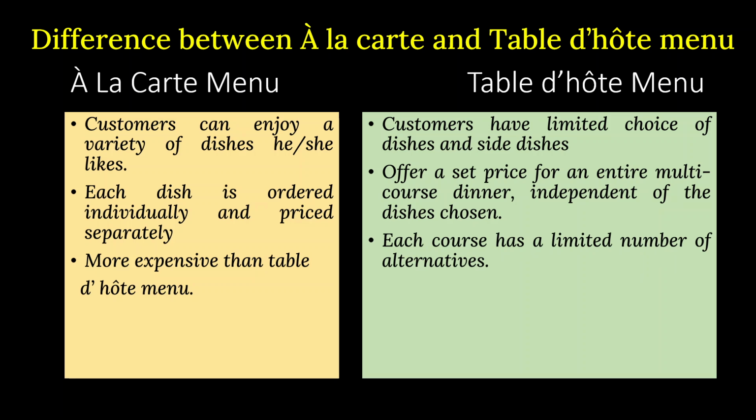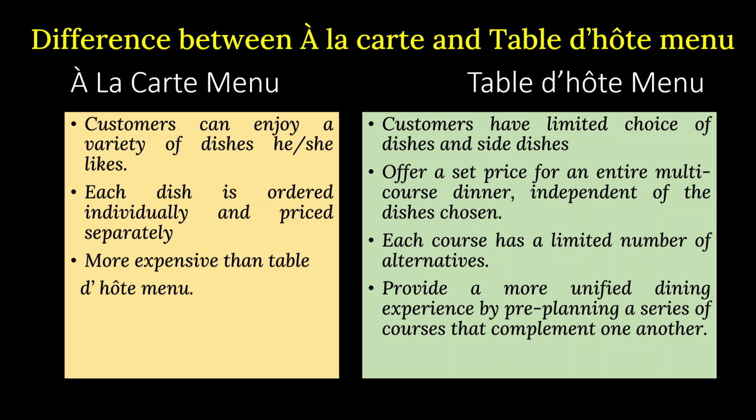Each course has a limited number of alternatives. That is, we already have discussed. That means there will be a choice between the appetizers. There will be a choice between the main dish. There will be a choice within the desserts. If that is a 3-course menu, it will be like that.